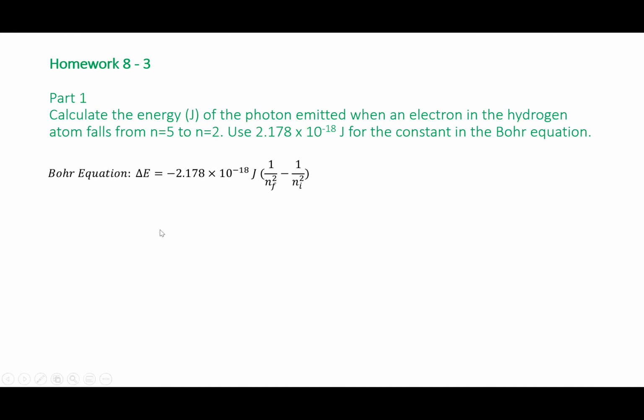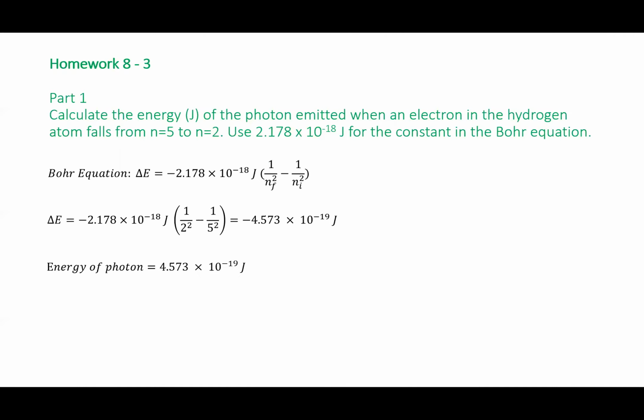And if I plug in for my n final and n initial, I can solve for my change in energy, which is negative 4.573 times 10 to the negative 19 joules. And because we're asked to find the energy of a photon, we don't necessarily need the negative sign here because that just indicates that energy is being emitted. So our energy of the photon is just 4.57 times 10 to the negative 19 joules.